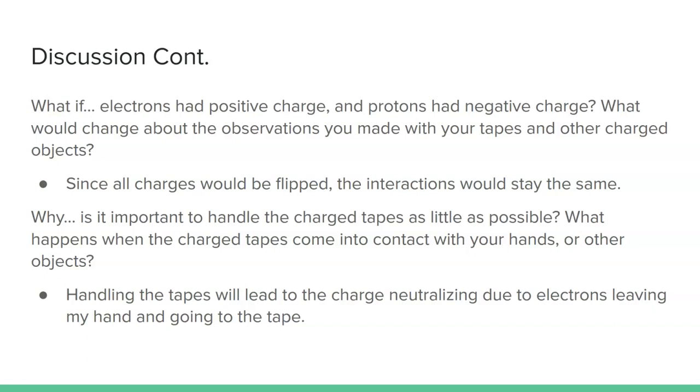Why is it important to handle the charged tapes as little as possible? What happens when the charged tapes come into contact with your hands or other objects? They will lose charge due to the electrons moving from my hand to the positively charged U-tape.